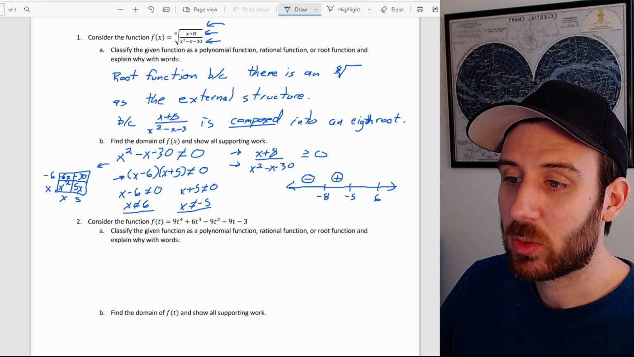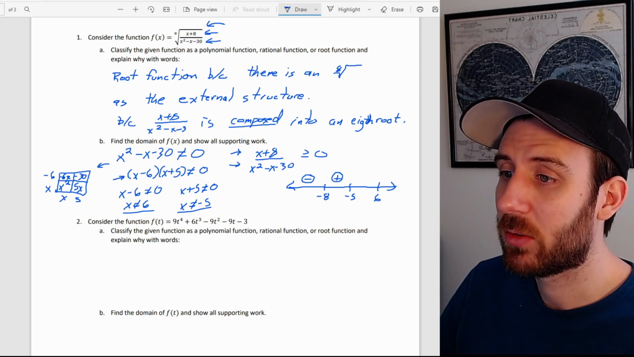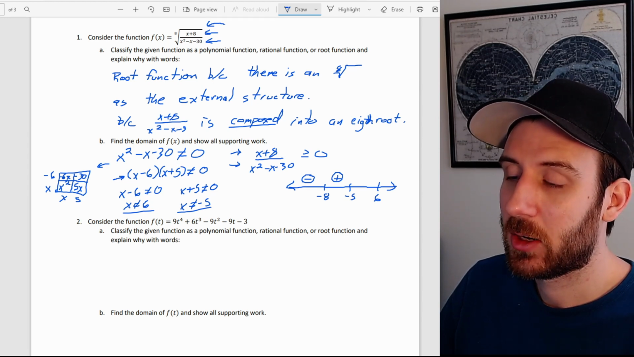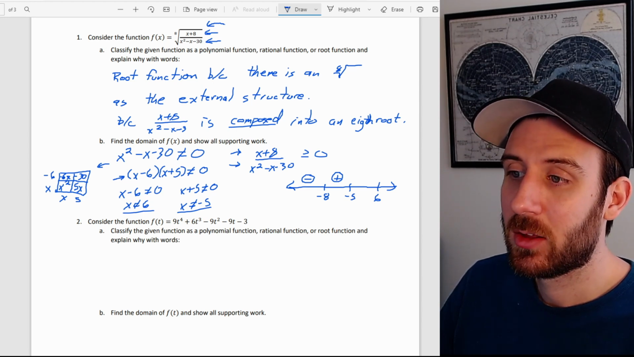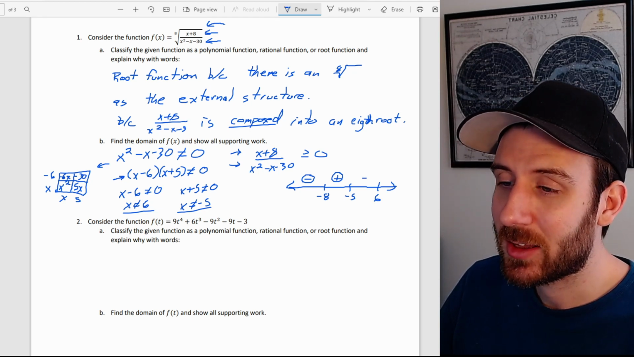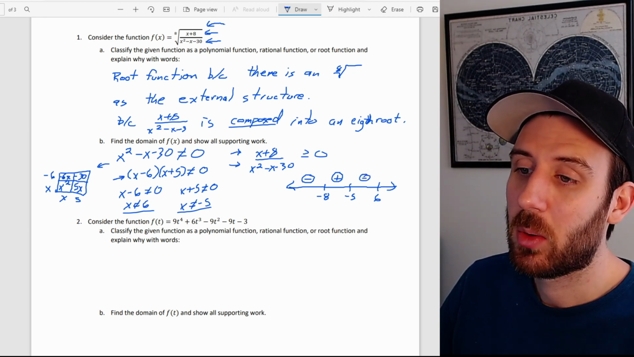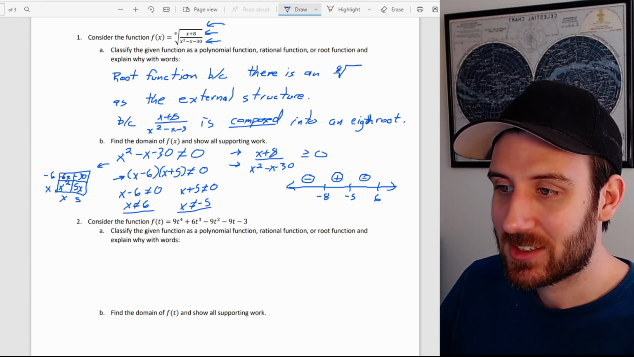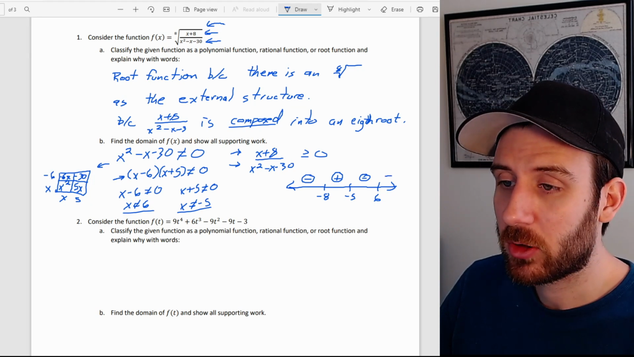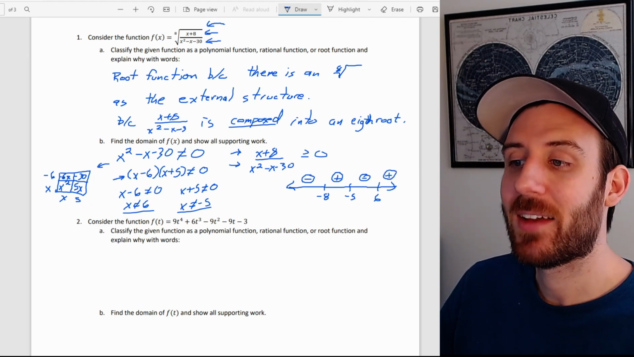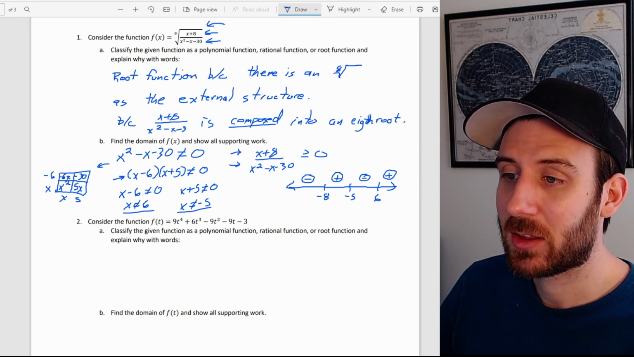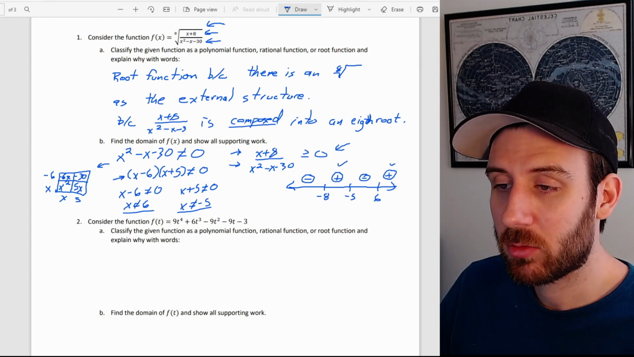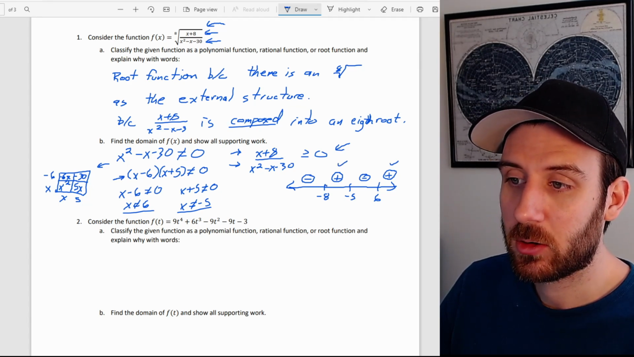Then we can look at values between -5 and 6. I'm going to try plugging in 0, and if I plug in 0, we'll get 0 plus 8 on the numerator is 8. 0 minus 30 on the denominator gives us 8 over -30, so that's going to be a negative value. And then if we look at above 6, that's going to be a positive number on the denominator, a positive number on the numerator, so that's going to be a positive there. So after we've done this full exploration, we realize that this thing has to be greater than or equal to 0 at the times when it is either positive or when the numerator here was 0.